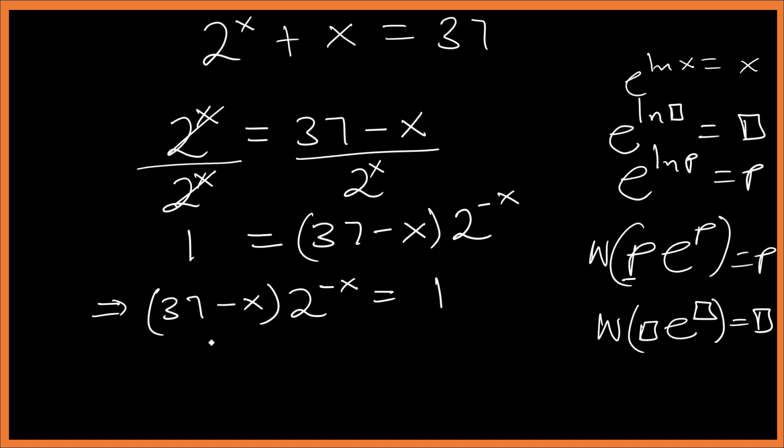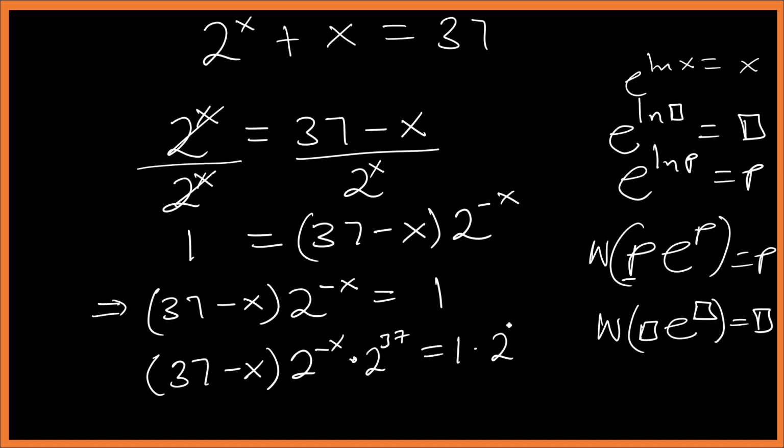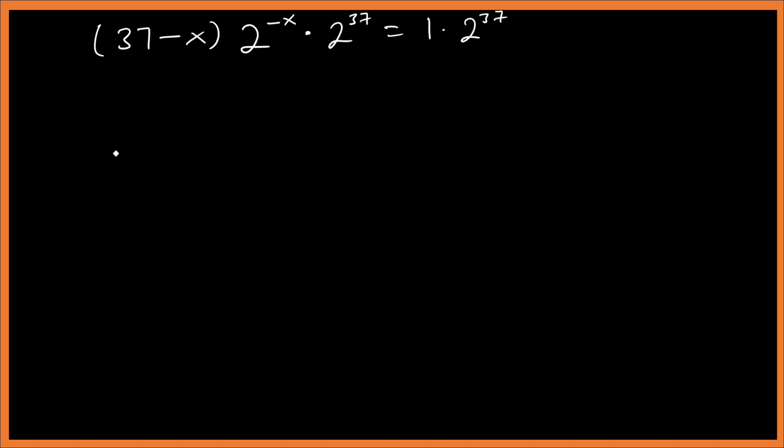Now let's go to the question. Now we have 37 minus x here. So let's make the power also 37 minus x. So what are we going to do? We are going to add 37 to this. And how do we do that? So I'll add 2 raised to, times 2 raised to 37 on both sides. So 1 times 2 to the power 37 to balance it. Okay. So we have this.